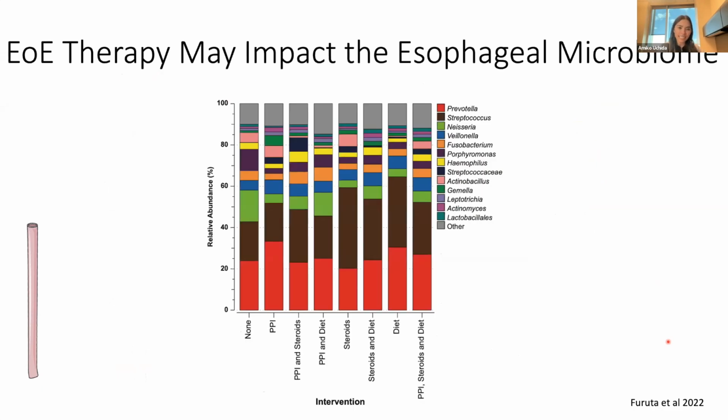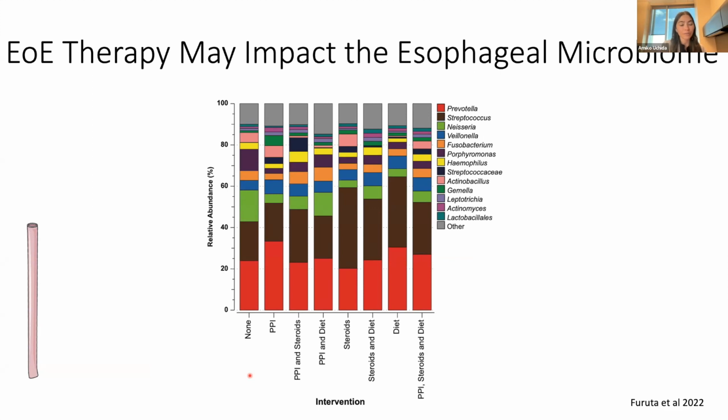They then went on to dissect things out and say, well, what about the types of treatment? If you're on a particular type of treatment, does that make a significant difference amongst the microbes that are in your esophagus? These listed here are some of the various types of treatments. We've got proton pump inhibitors, steroids, and diet, and mixtures of those different approaches as well. Overall, again, you can see that the landscape, the colors look similar, but those proportions vary a little bit between groups.